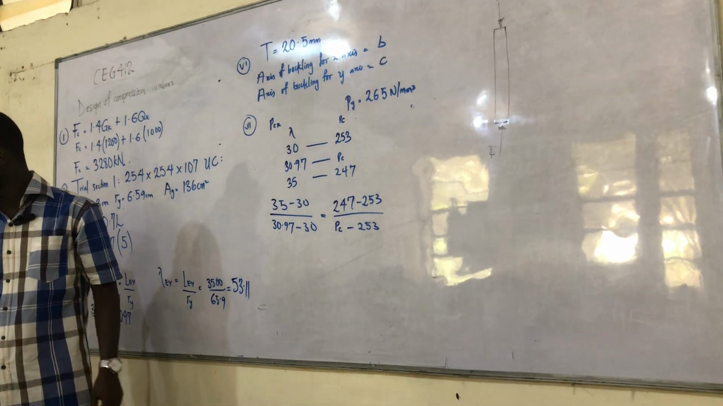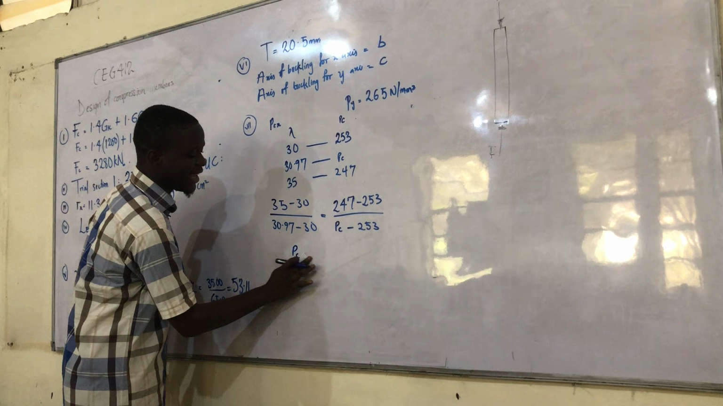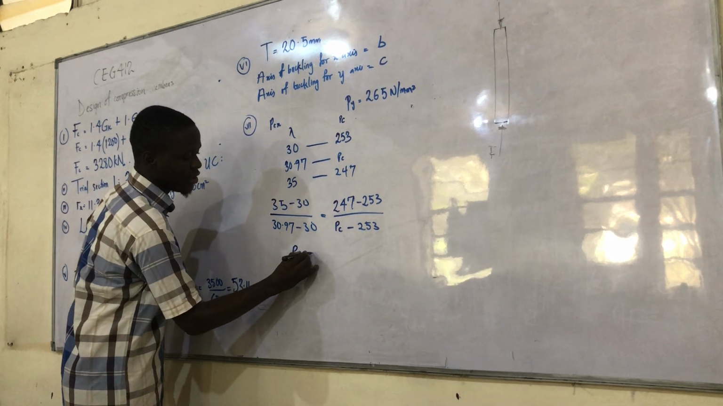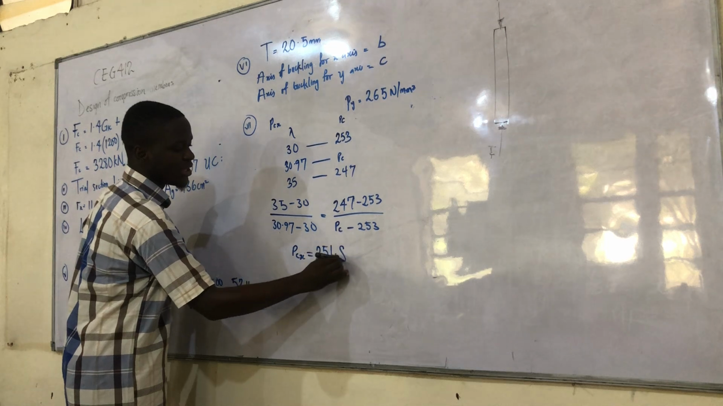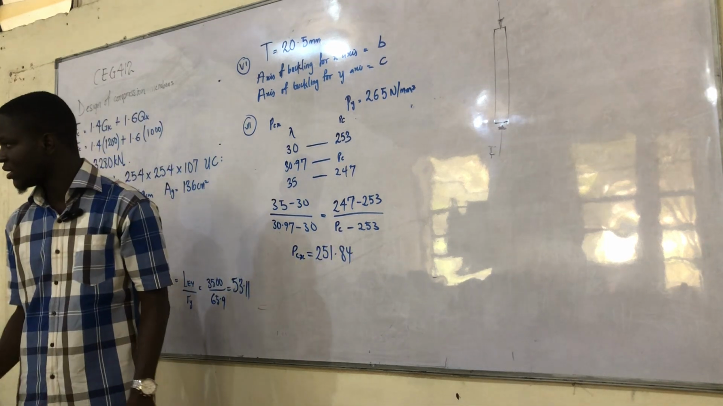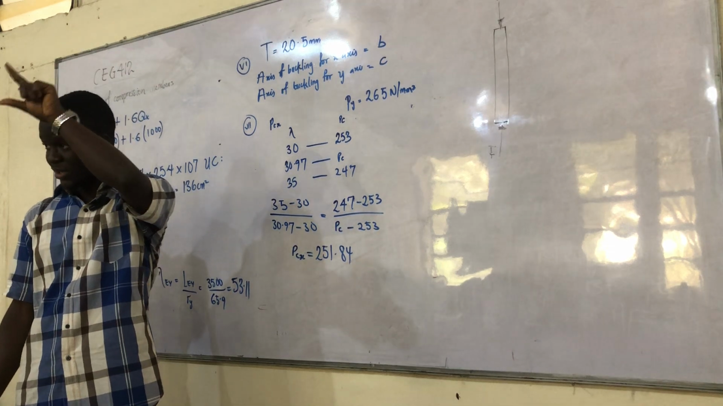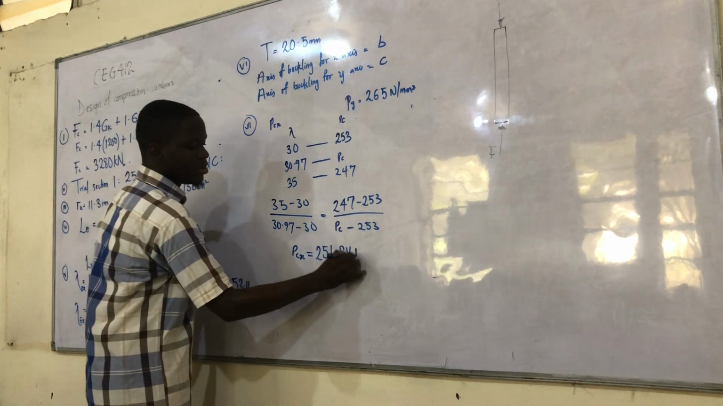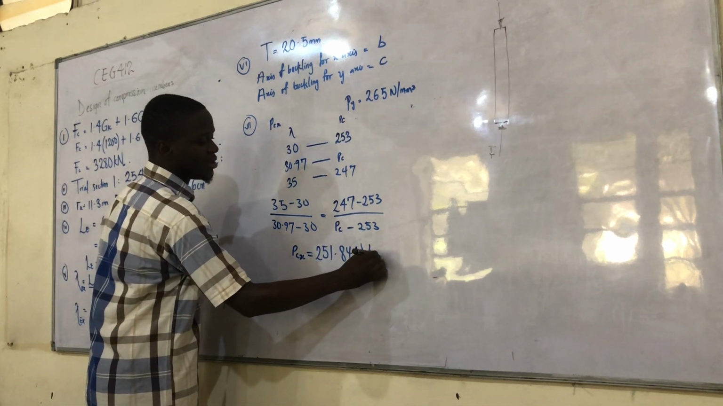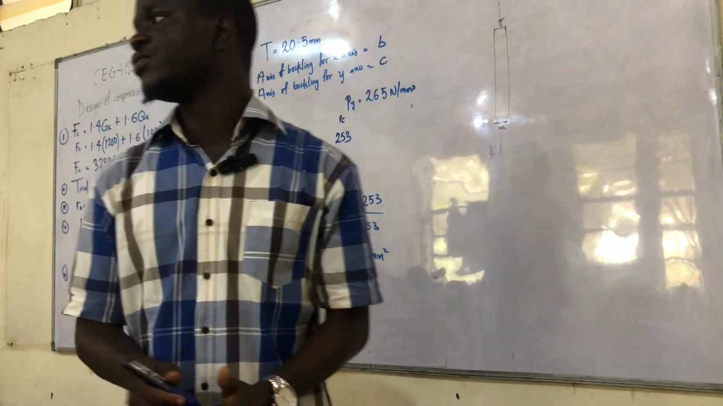I said you got 251 point something. So your PC is your PCX. Don't forget, your PCX is 251.84. What's the unit? Your unit is written for you on top of that table: Newton per millimeter squared. Now let's do PCY on your own.